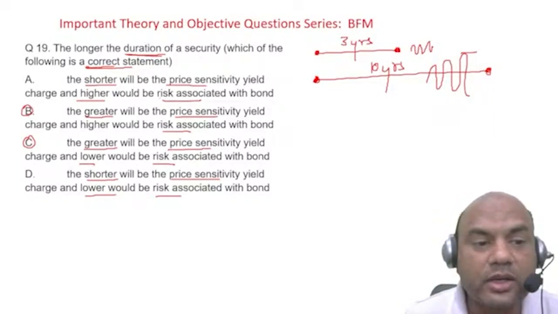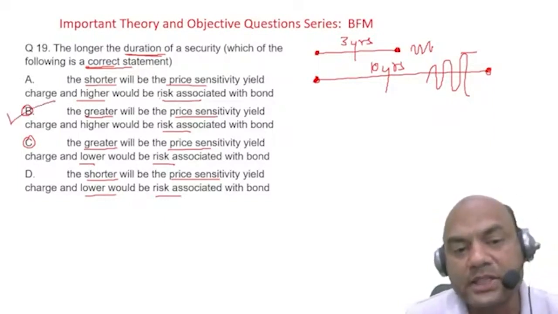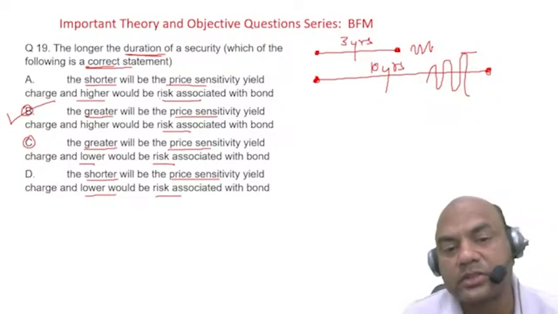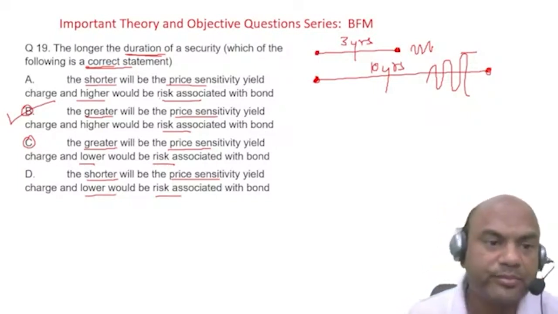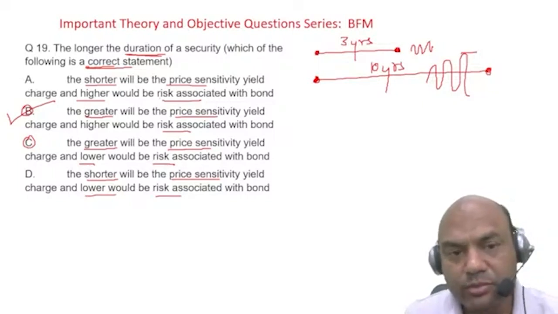So the answer over here is B. Greater the price sensitivity and higher would be the risk associated with the bond. Okay? Got it? Simple, clear? Move on.